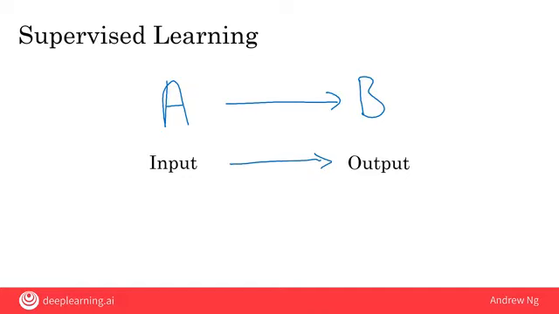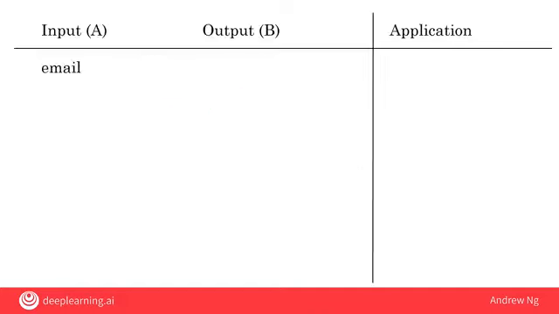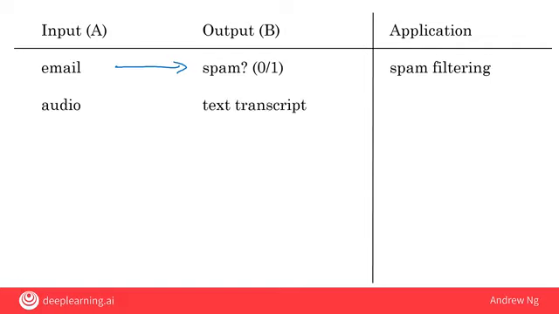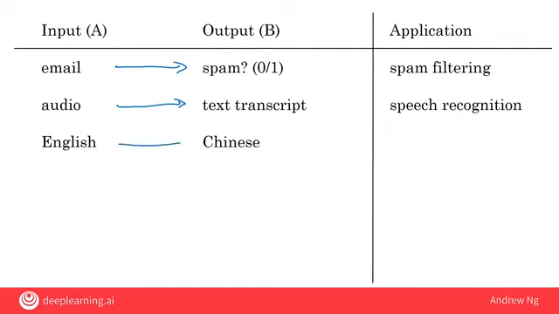Let's see some examples. If the input A is an email and the output B you want is whether this email is spam or not, 0 or 1, then this is the core piece of AI used to build a spam filter. Or if the input A is an audio clip and the AI's job is to output the text transcript, then this is speech recognition. More examples, if you want to input English and have it output a different language, Chinese, Spanish, something else, then this is machine translation.